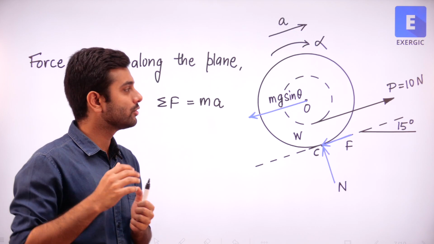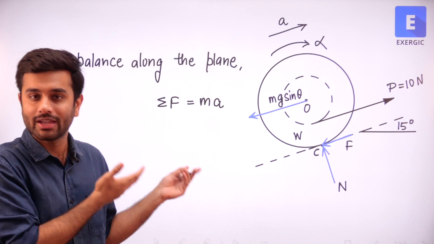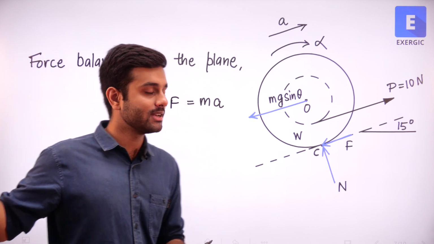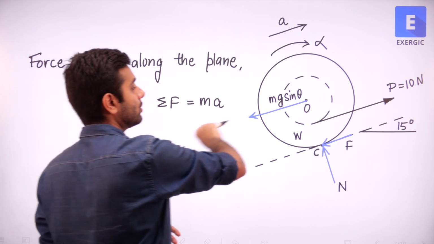So this is the direction along which we are going to apply the force balance. This approach we are going to do slightly quicker than the previous approach, because we have already discussed all these cases with other examples as well as in theory. So summation of force is equal to mass multiplied by acceleration along this incline.